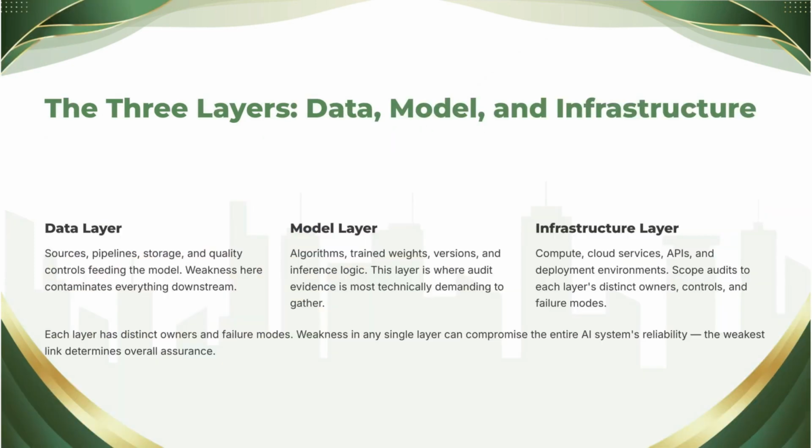Let's dive in. Let's start with a simple mental map that will serve you for your entire AI audit career. Every AI system, no matter how fancy, has three layers: data, model, and infrastructure. Miss any one of them in your audit scope, and you've left a door unlocked.